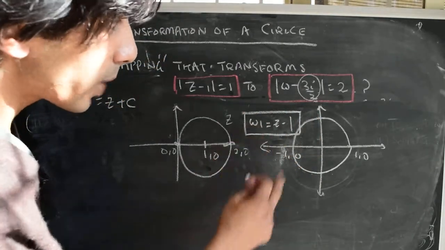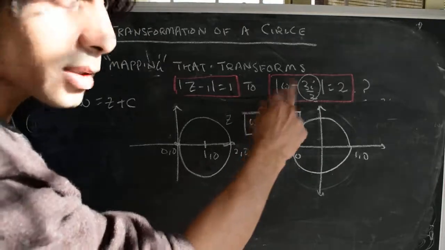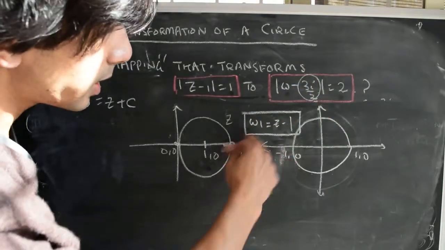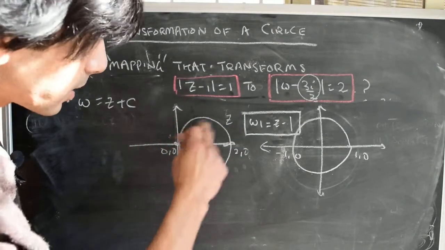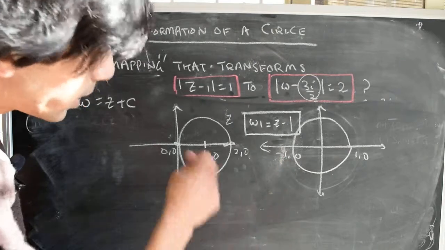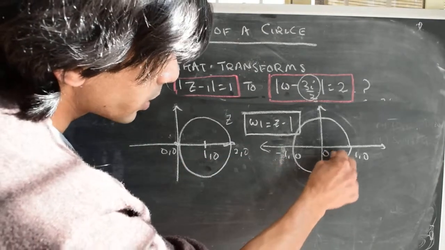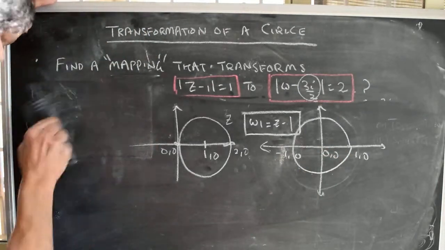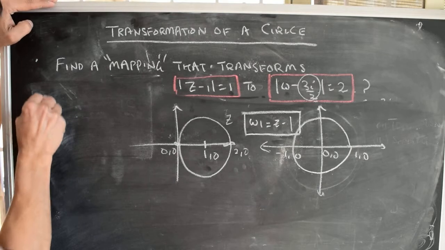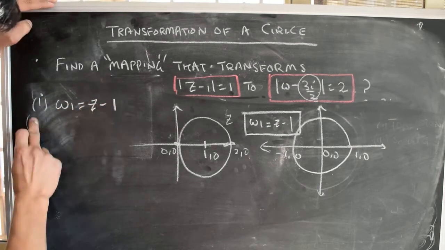And I'm using W1 here because this is like an intermediate step. We want a final mapping W as a function of Z, but for now this is an intermediate step that takes us from a circle of radius 1 unit centered at 1 comma 0 to another circle of radius 1 unit centered at 0 comma 0. So as a first step, let's do a mapping W1 equals Z minus 1.